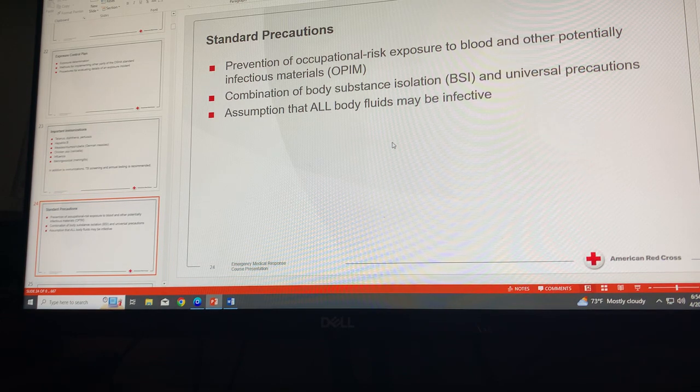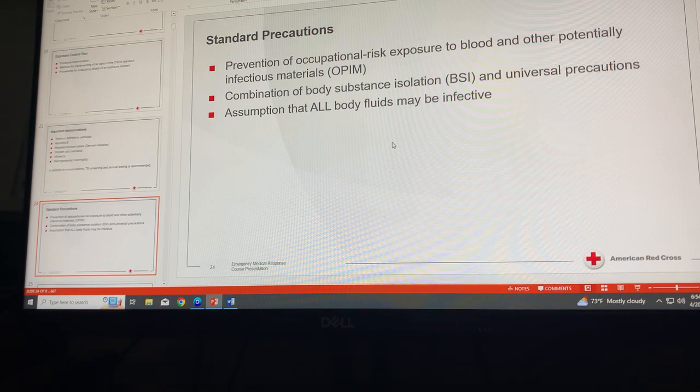We're going to discuss universal precautions. Universal precautions are OSHA's required practices of control to protect employees from exposure to blood and OPIM. These precautions require that all human blood and OPIM be treated as if known to be infectious for hepatitis B, hepatitis C, HIV, or other bloodborne pathogens.